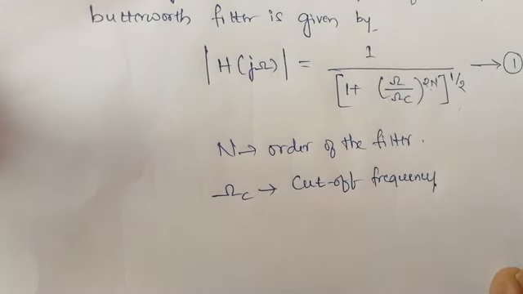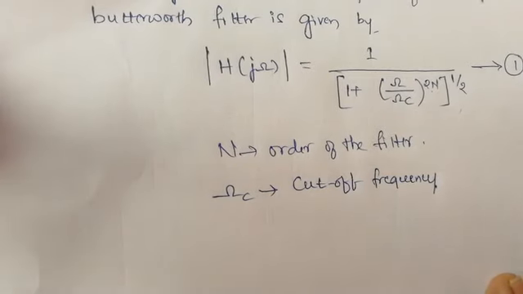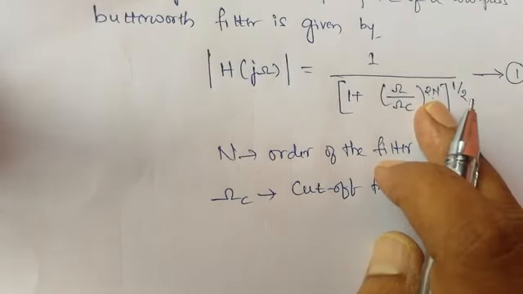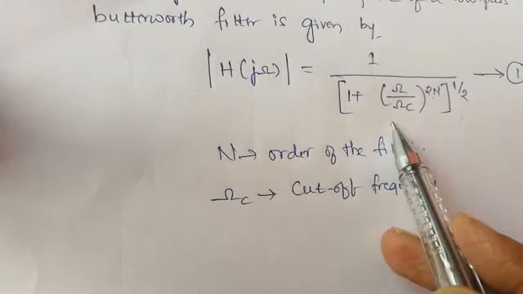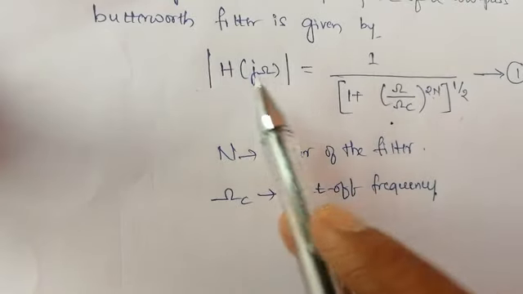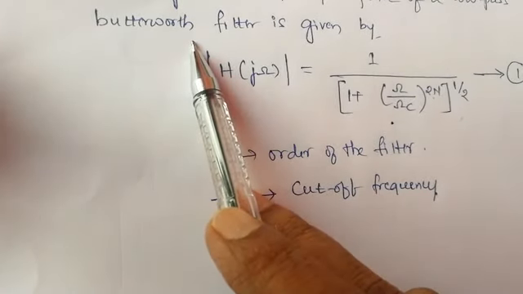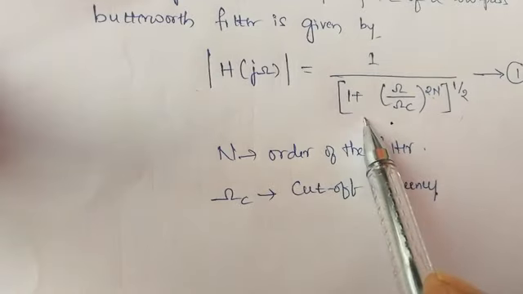Now designing of the filter means we must find the poles of the filter. We know that poles are represented at the denominator side of any system or any filter. See our equation: this is the system function of the Butterworth filter, and it contains only poles. So design of the Butterworth filter means finding the poles of the filter.